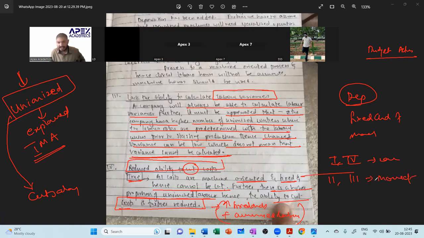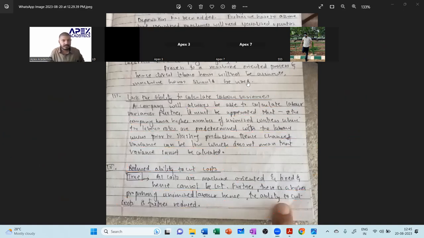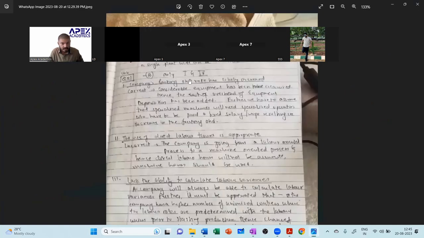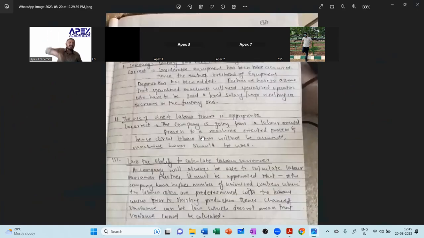You need to understand this concept. Why are 1 and 4 correct? There is a reason for 1 and 4 being correct. So the answer to this particular question is option number B. Only 1 and 4 are correct. And the reasons are given to you.